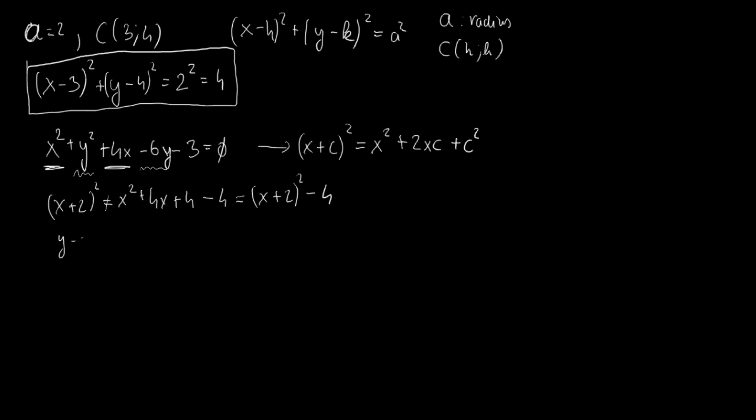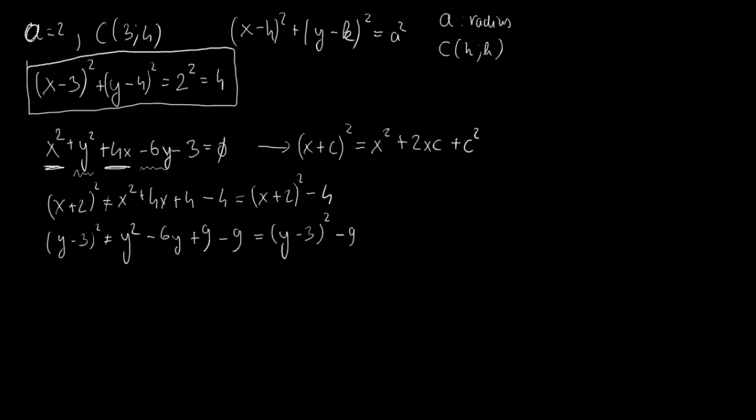So y minus 3 to the second power equals y squared minus 6y plus 9. But we don't need the plus 9 here, so we will subtract 9 from it, and it looks like y minus 3 to the second power minus 9 equals this.